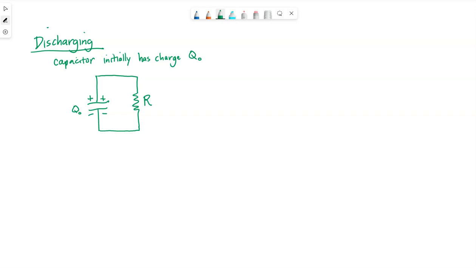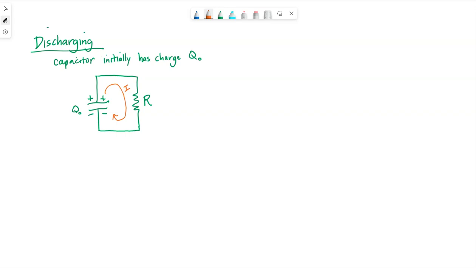When the battery is no longer connected, there's nothing there to maintain the potential difference across the capacitor. The charges are not going to remain separated. And so these charges are going to start moving through the circuit, meaning we get some current, and they're going to start moving until equilibrium has been reached.